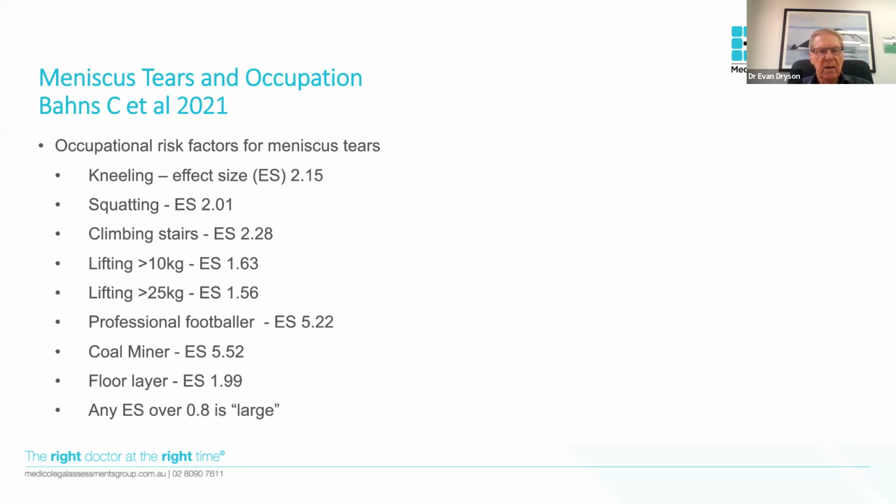So kneeling, and we'll talk about how much kneeling this involves a wee bit later, has an effect size of 2.15, quite large. Squatting has an effect size of 2.01, also large. Climbing stairs is 2.28. Lifting more than 10 kilograms or more than 25 kilograms looks pretty much the same. So lifting does have an effect size, but it appears that the actual size of the weight is not all that important.